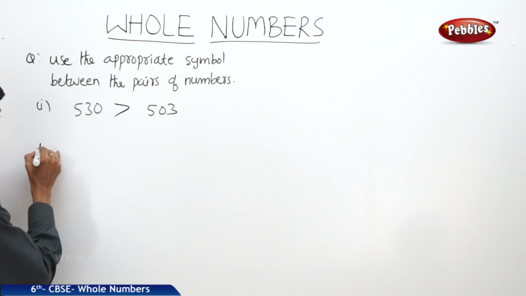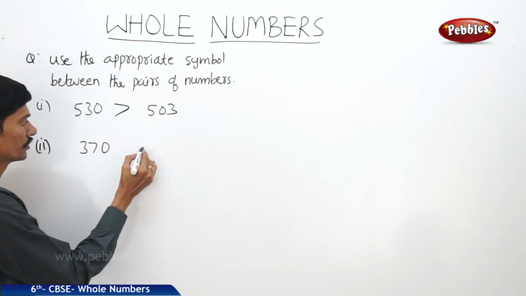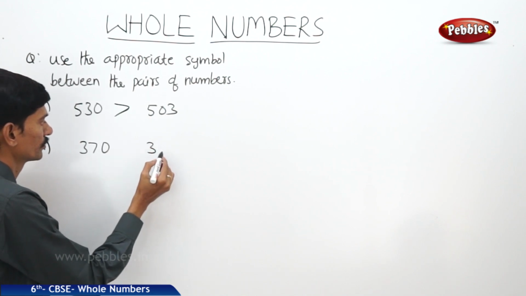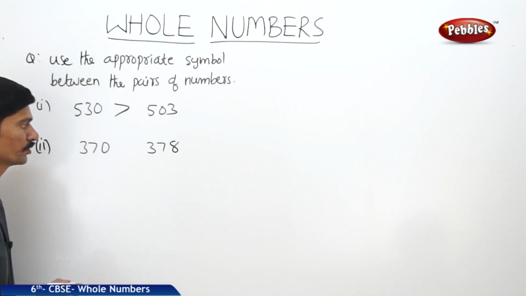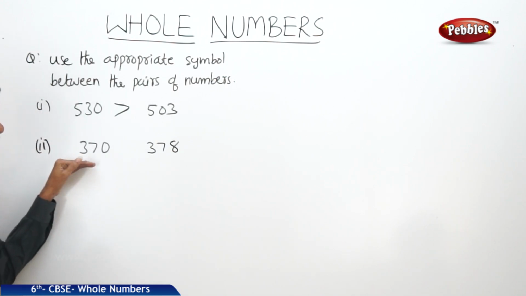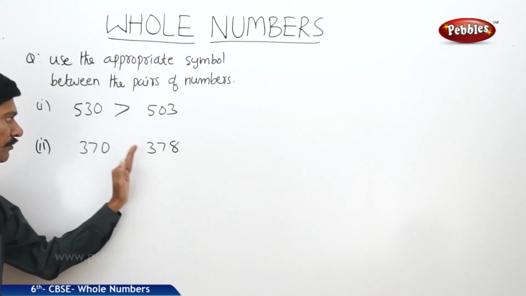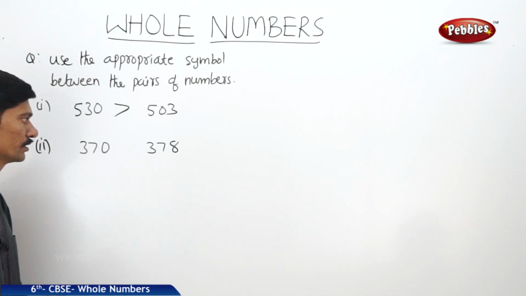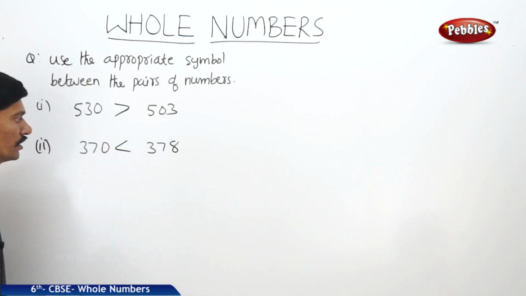Now the second question, 370 and 378. If you represent these two numbers on the number line, then 370 lies on the left of the other number 378. So the number 370 is less than 378.